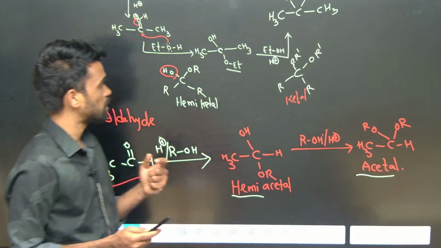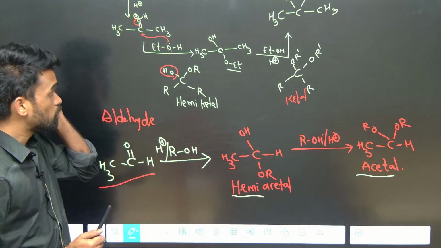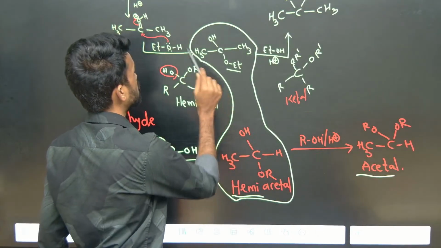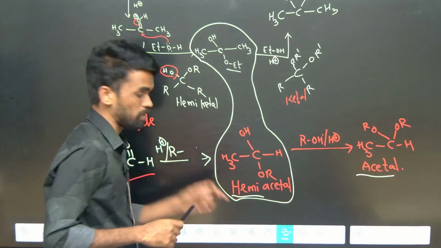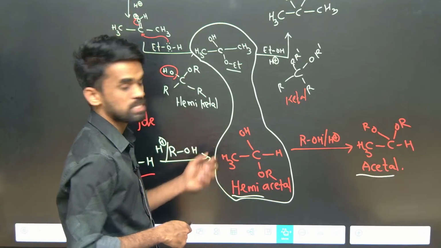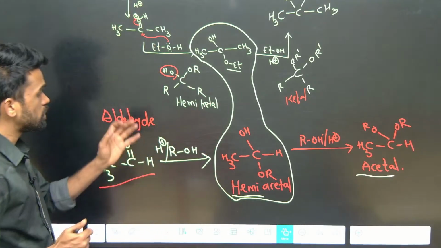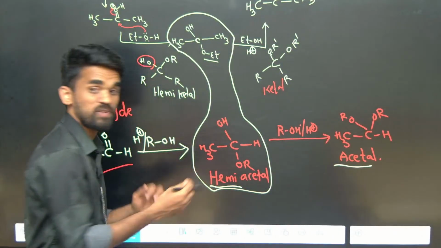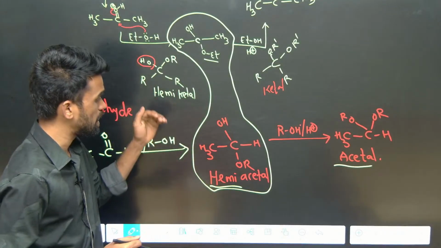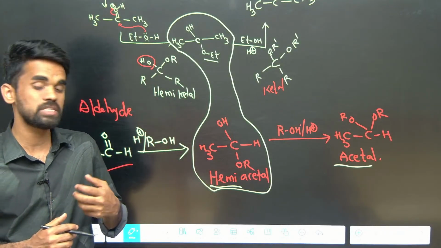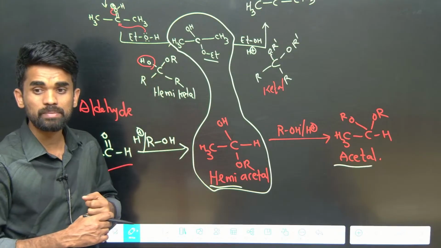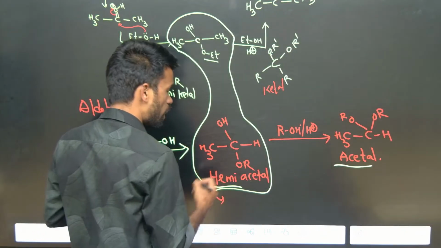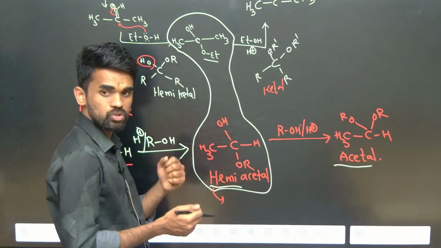So why are we particularly discussing their names? Because hemiacetals and hemiketals, you will be seeing this kind of structures in biomolecules, in the chemical reactions of biomolecules. We will be studying about this. And these hemiacetal and hemiketal forms can be oxidized by Tollens and Fehling's reagents. So they can undergo oxidation.